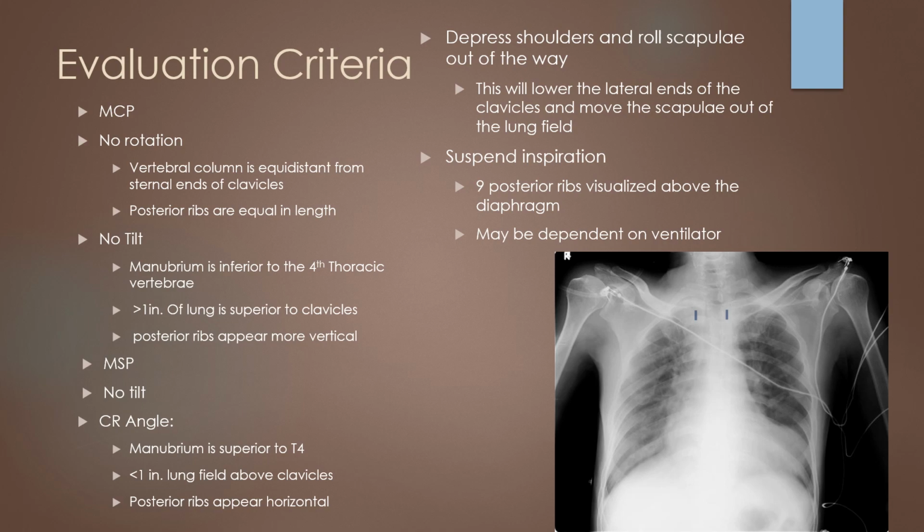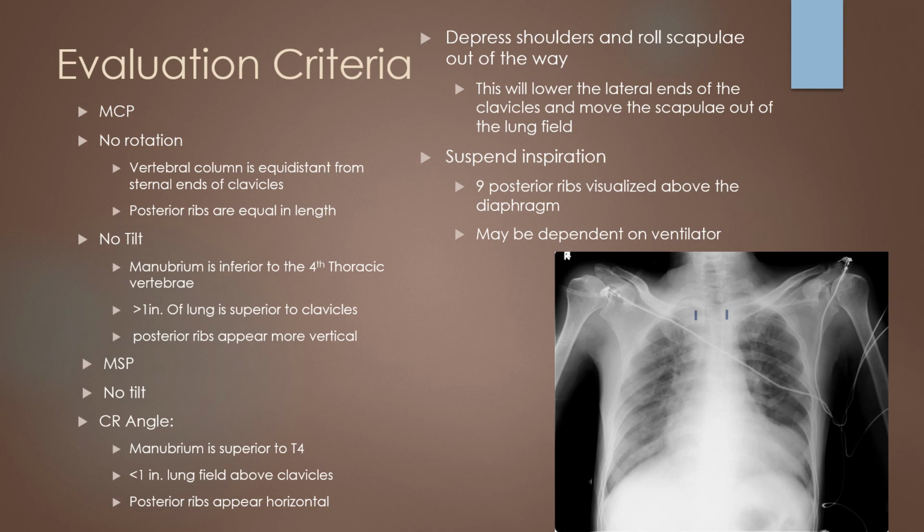Now we're going to look at more mid-coronal tilt. This is a huge one on our portable AP chest x-rays. So we want to see the manubrium at the inferior to the fourth thoracic vertebra. So you can count your vertebrae by first identifying the first rib. So here I see this is the first rib.